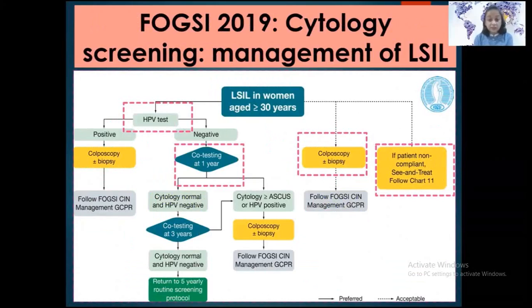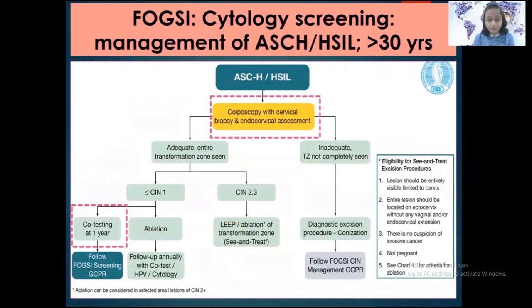So if LSIL is the result of the cytological screening, then triage has to be done by performing HPV test. If the HPV test comes to be negative, then co-testing is recommended at 1 year interval. But if this comes to be positive, then the patient has to be provided colposcopy with or without biopsy, and then that will guide the further management. But for non-compliant females, after a cytologic diagnosis of LSIL, a direct provision of colposcopy biopsy or treatment can also be done as an acceptable option.